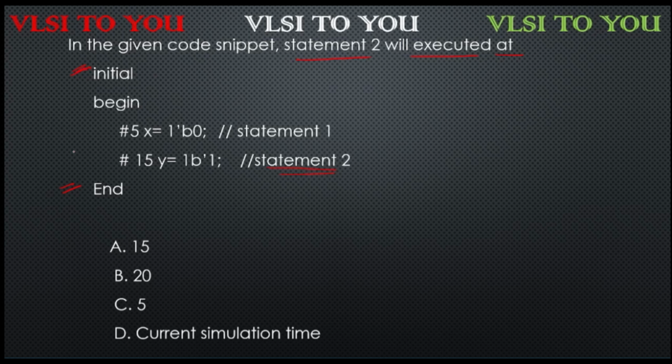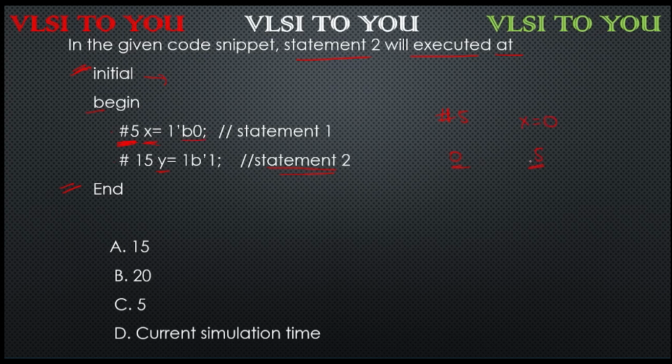So if you see here, initial, since I am having two statements, begin and end, within begin and end I am having two statements. x and y are the two variables. At #5, x is executed at 1 tick be 0. That means at 0 time units, the initial block will start to execute. But at 0 time units, there are no statements. But after that, at #5, that means after 5 time units of delay, the x value is 0.